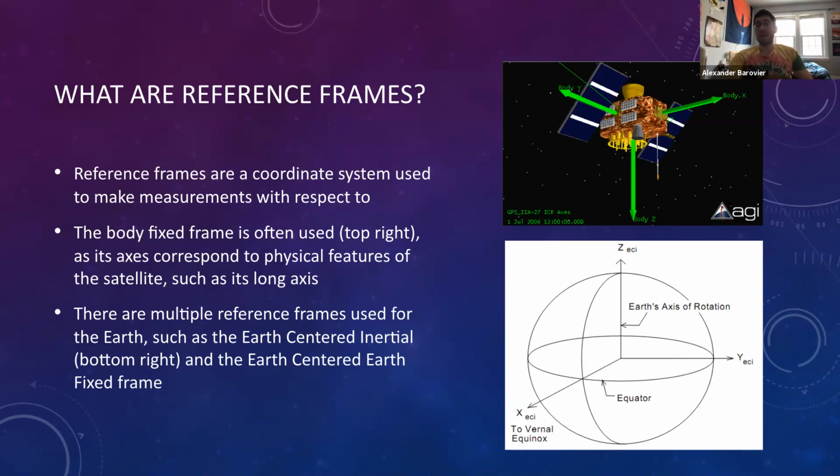But one that we often use for the satellite is the body fixed frame, which I tried to show here. And it's really useful because usually those axes correspond to real physical axes. So for our satellite, we usually denote the X, Y, and Z axis, with the Z axis being the long axis. And that's what I use as well. So sometimes it's nice to have those reference frames that actually correspond to something physical, because usually they're pretty abstract.